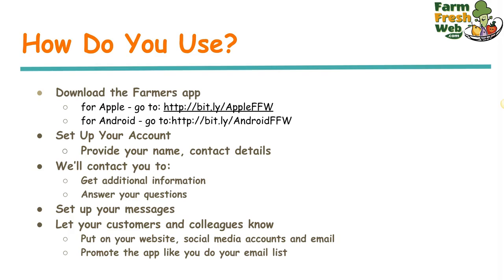So how do you use all this? Well, the first thing you've got to do is download the Farmers app. We've provided some addresses here that you can use, but if you want to, you can just search for FFW Farmer on your app store, and it should show up that way. Then set up your account, provide your name and contact details. We'll get a hold of you, and then the last part is setting up the messages.